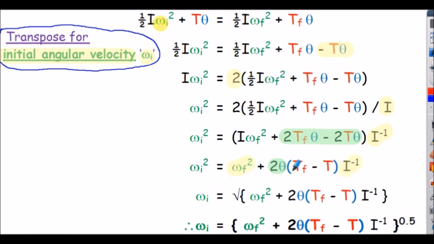So the expression on the right hand side here equals omega I squared, but of course it's omega I I'm trying to find, so square rooting now both sides of the equation, we find omega I on the left hand side equal to square root of this bracketed term. On the final line I've simply written that omega I is equal to the bracketed term, but raised to the power of 0.5 or half, instead of showing the square root sign. So these are the same equations.